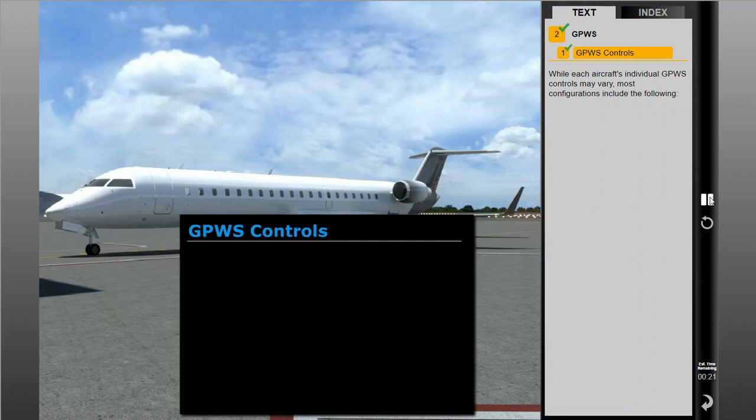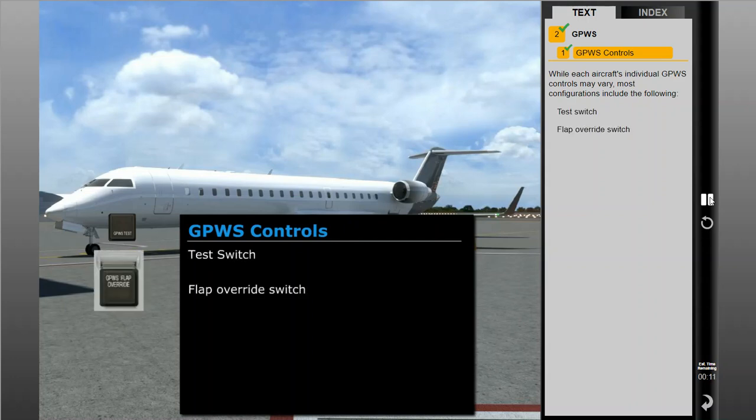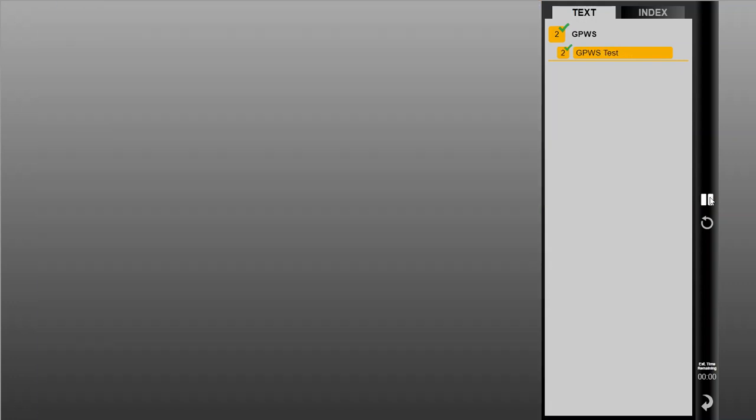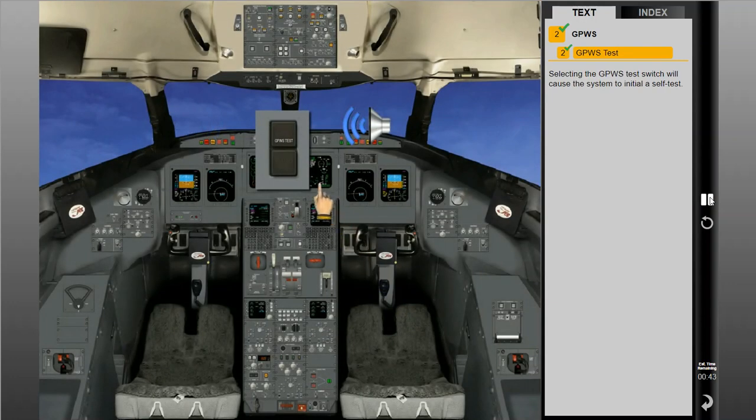While each aircraft's individual GPWS controls may vary, most configurations include the following: test switch, flap override switch, glide slope cancel switch, GPWS annunciator light, and display controls. Selecting the GPWS test switch will cause the system to initiate a self-test. The test normally includes an aural component where all GPWS warnings are played.